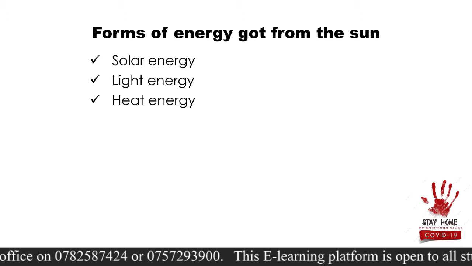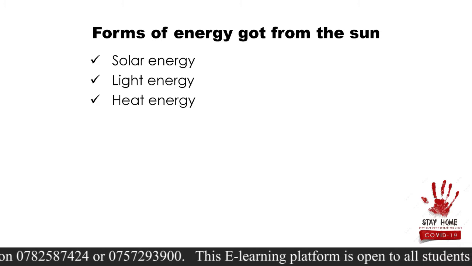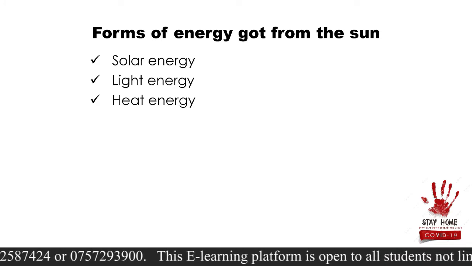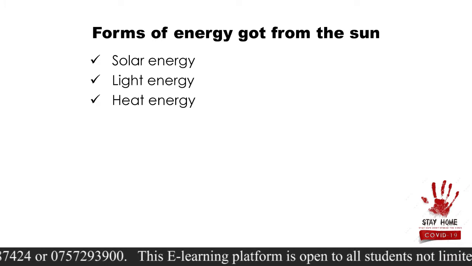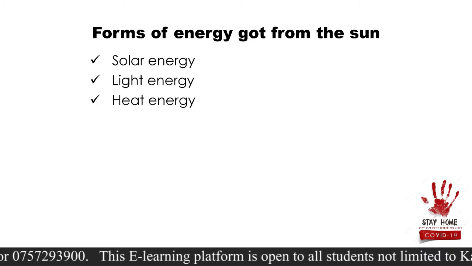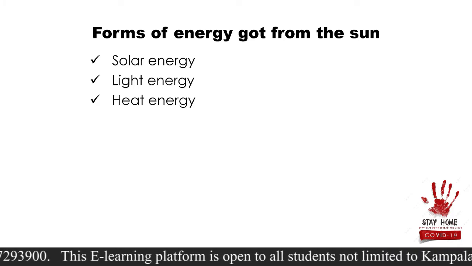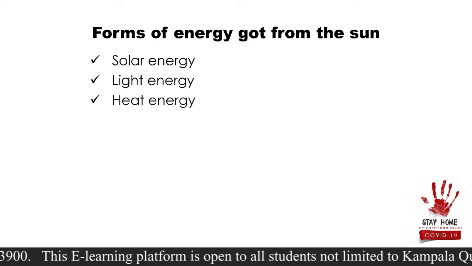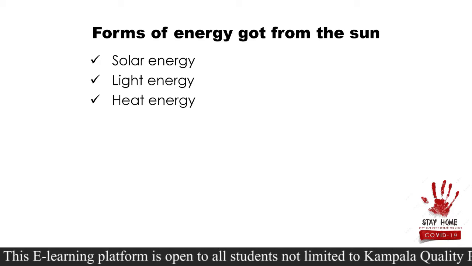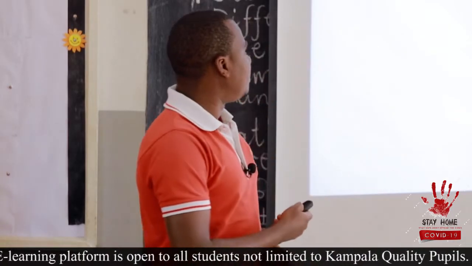S-O-L-A-R. Solar. Then can we spell the word energy quickly? Energy. E-N-E-R-G-Y. Energy. Then from the sun we also have light energy. Can we spell light? Light. L-I-G-H-T. Light. Then we'll also get what we call heat energy. Can we spell heat? Heat. H-E-A-T. Heat. So those are the 3 forms of energy got from the sun.